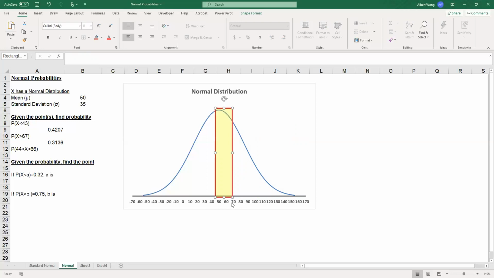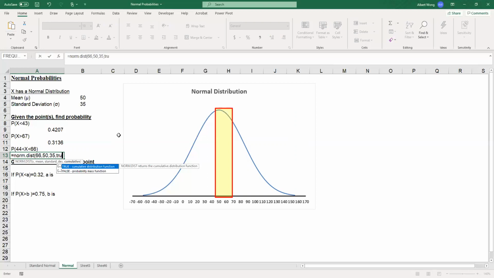So how do we find in between? The large area minus the small area, right? By drawing a picture all the time, you can actually see what you're looking for. So how do we do that? We can just use the function twice. norm.dist, the larger area, which is 66, comma 50 is the mean, the standard deviation is 35, and it's 2. That would give us the large area from 66 down, and then minus the small area from 44 down, so norm.dist, 44, comma 50, comma 35, comma 2. Okay, so that's the way that we can enter the difference between the two functions in order to calculate the probability.